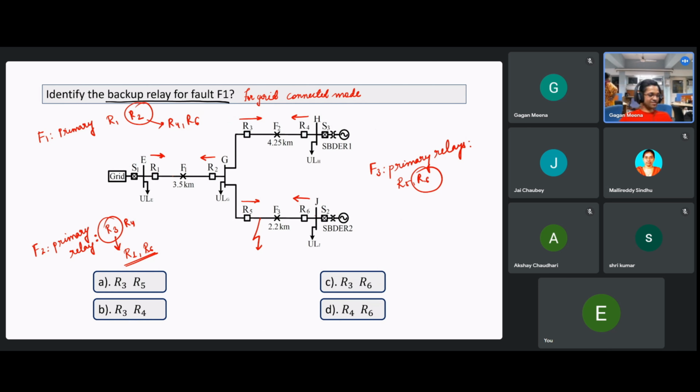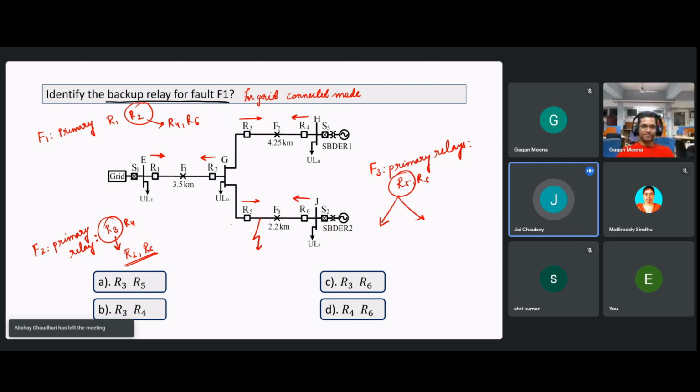Similarly for R6, R6 also has no backup. And what about R5? Check the direction. R5 is having backup from R1. R1 will act as a backup. Is there any other? R1 in this direction or R5?